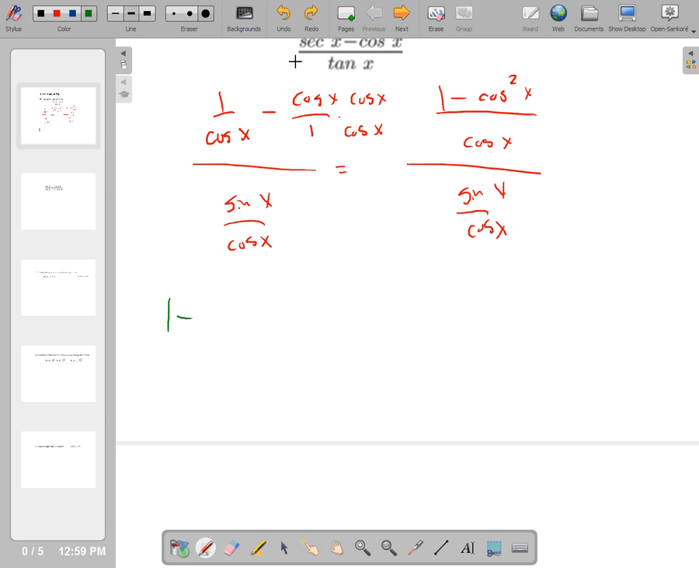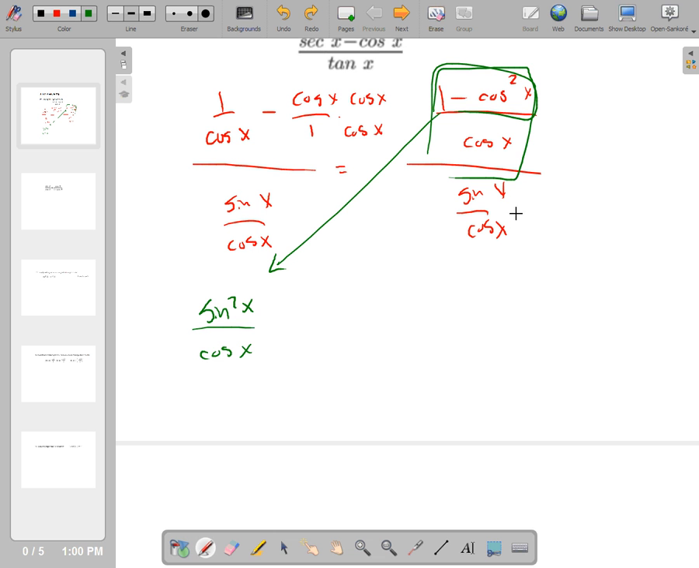1 minus, wait a minute, 1 minus cosine squared, that's sine squared. So this is sine squared, I'm just going to simplify that over cosine of x. Numerator, change to multiplication, flip the denominator, cosine of x over sine of x, and now let's see if anything cancels out. Cosine, see ya. This is sine of x times sine of x, so one of those cancels out, and you're left with just the sine of x. Sweet deal.